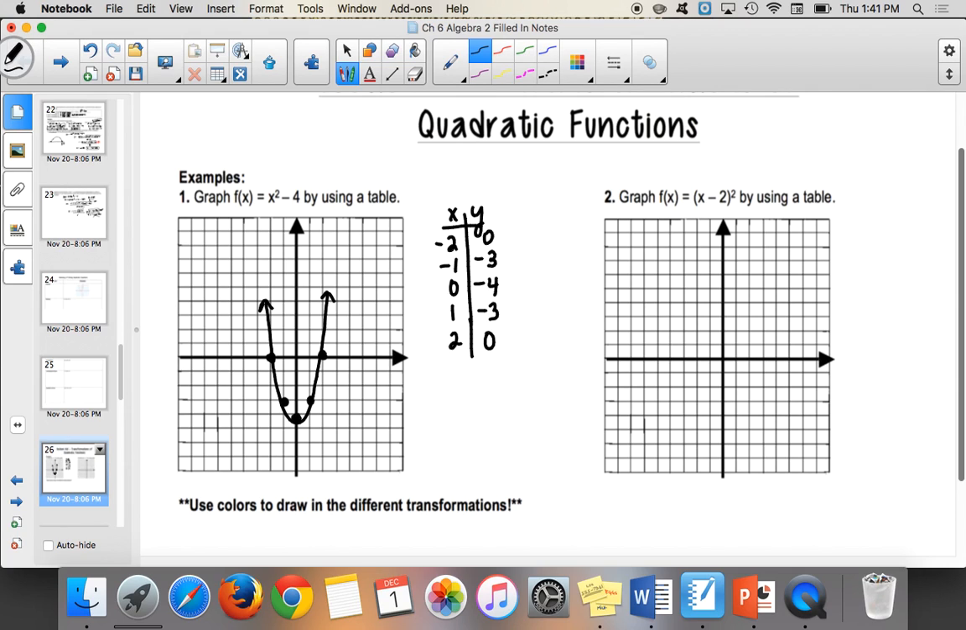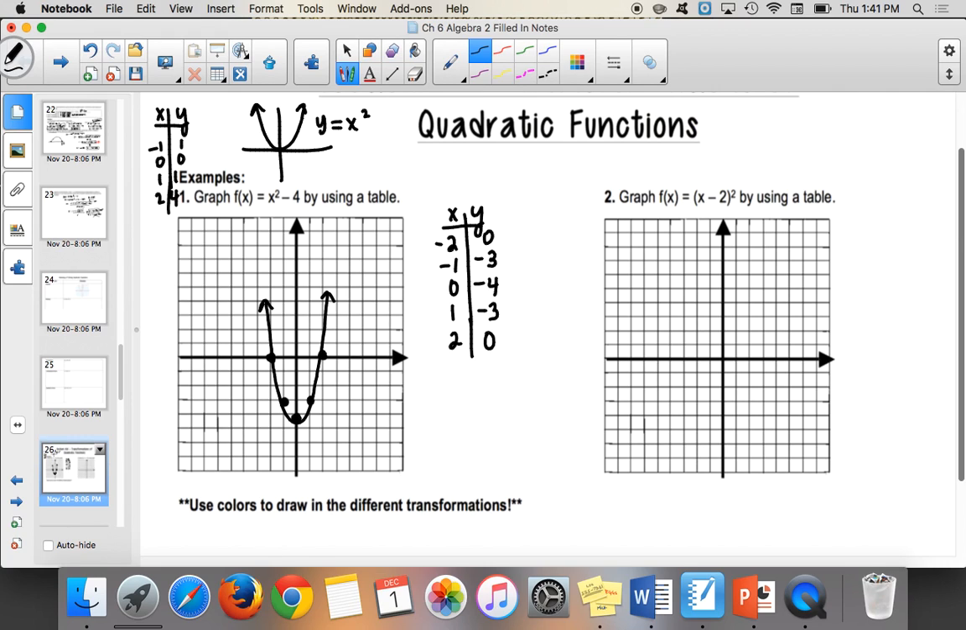The parent function for parabolas is y equals x squared, and it looks like this. That's an important function to know what it looks like. Can you tell me some points on y equals x squared? 0, 0. What happens when I get 1? 1, 1, 2, 4. Yep. So you should kind of know what that one looks like. If I plug in negative 1, I get 1, and so on.